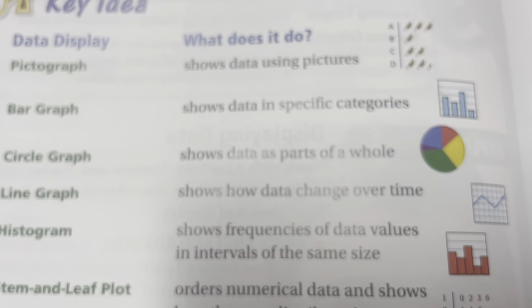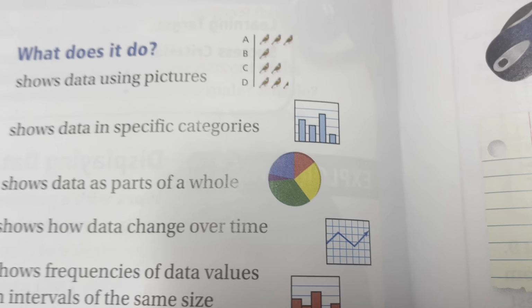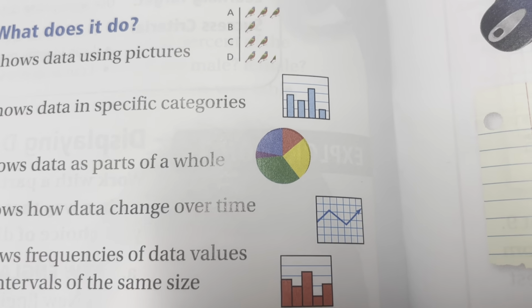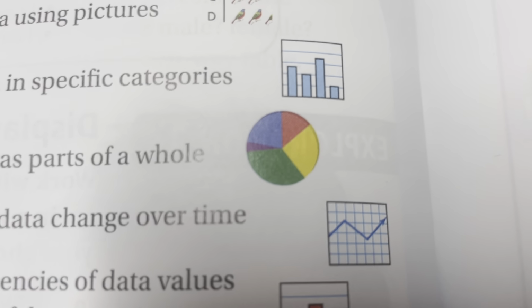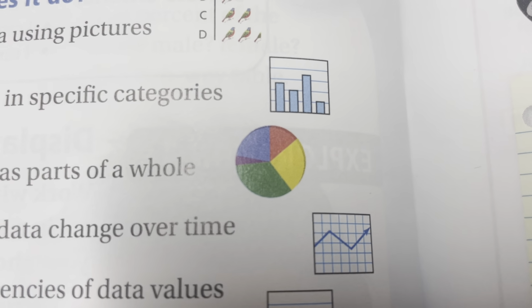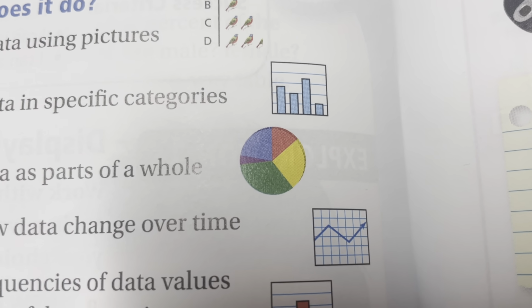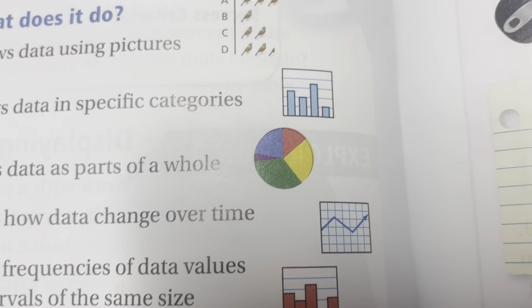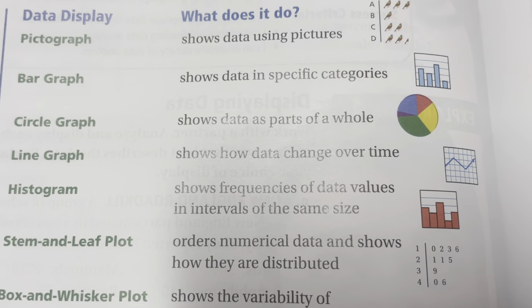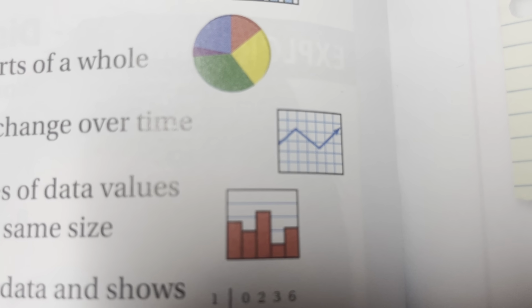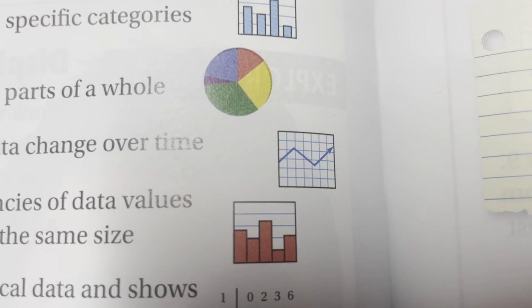A circle graph shows data as parts of a whole. So if you imagine that the circle represents 100% of the people involved, each color represents something that they selected, what that percentage is, part of the whole group. The next one is line graph, shows how data changes over time. As you can see, we have the line graph going up and down and so forth. You would use a line graph for how you want to show changes.